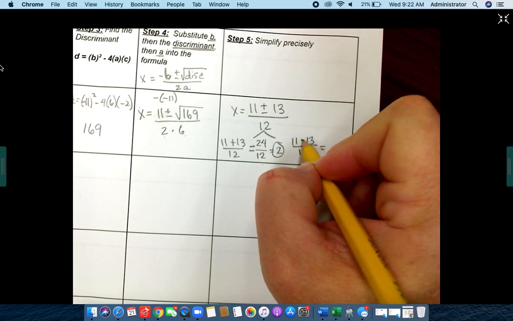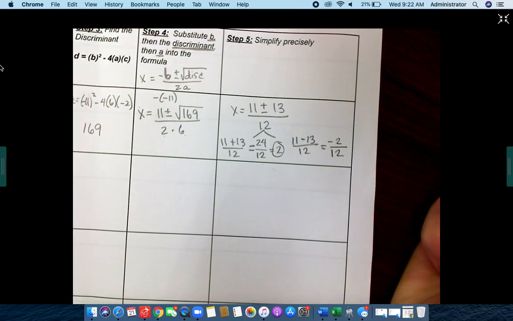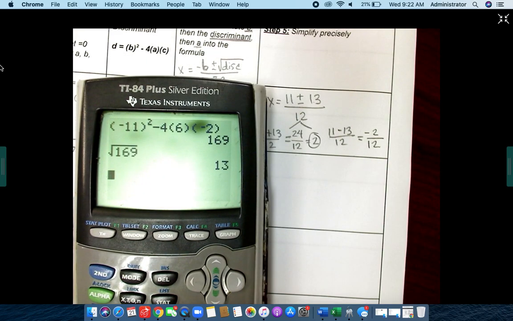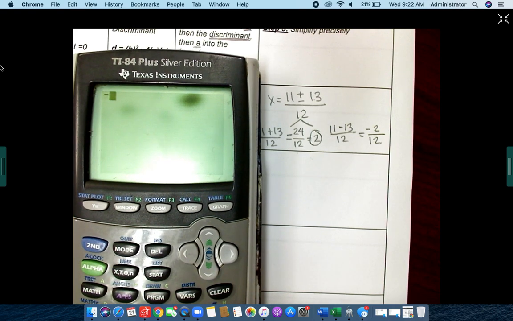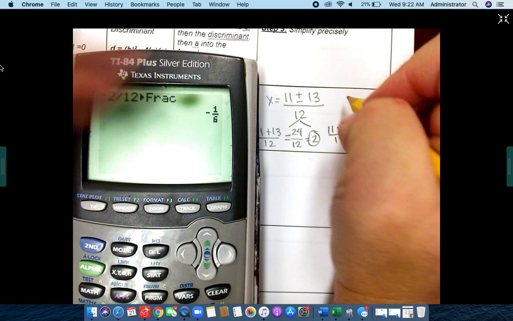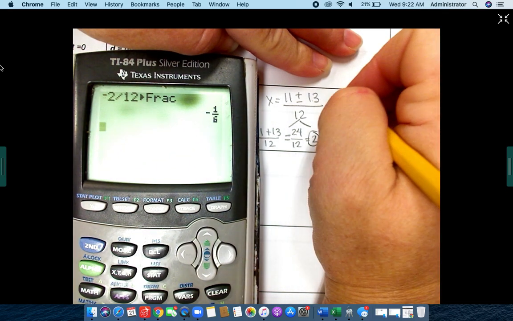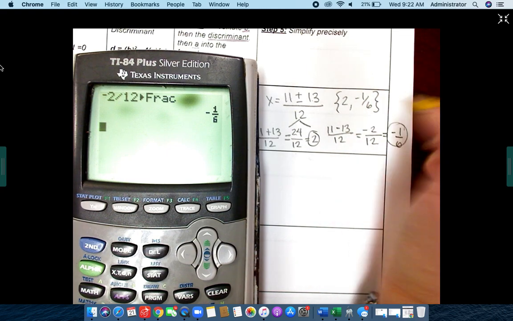Now, 11 minus 13 is negative 2 over 12. If I just wanted to recap that, you can simplify fractions in your calculator: negative 2 divided by 12, and then hit math, enter, enter. And we get negative 1/6. So my two solutions, I'm going to come up here and put them in curly brackets, is 2 and negative 1/6.